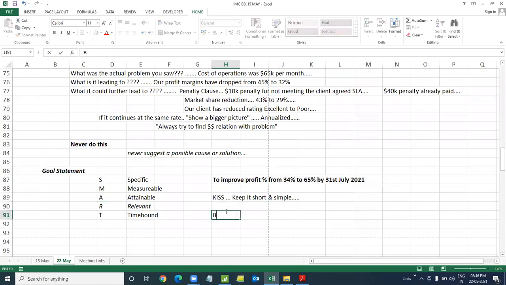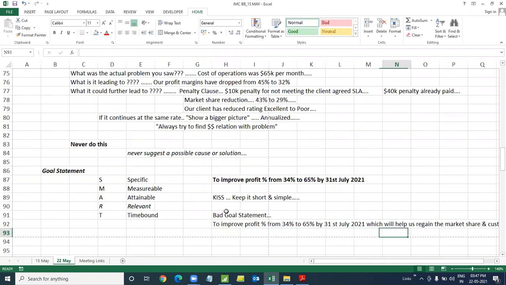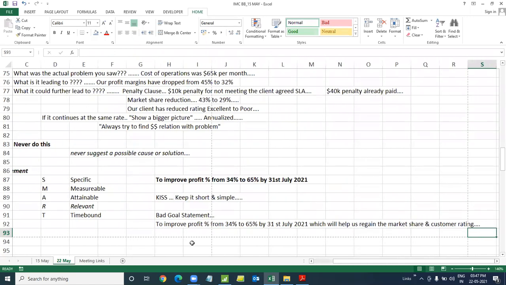What would be a bad goal statement? To improve profit percentage from say 34% to 65% by 31st July 2021, which will help us regain the market share and customer ratings. Whatever, the customers have dropped their ratings also. Well, bottom line, you're talking about three different projects here in this statement. You talk about profit, you talk about market share, and you talk about customer rating.